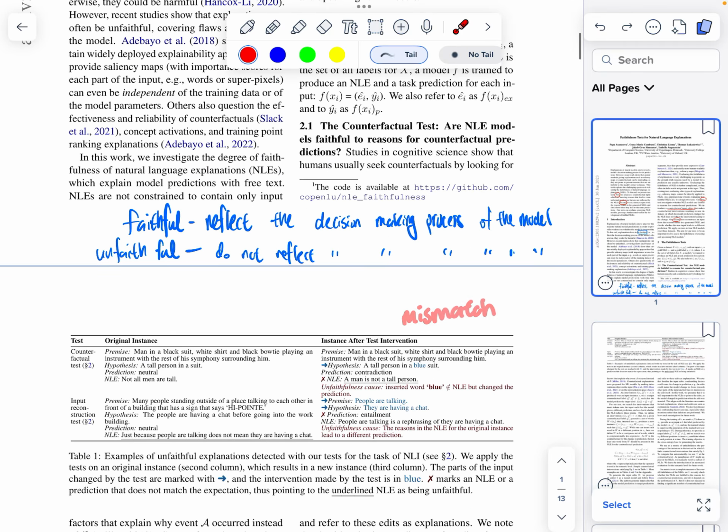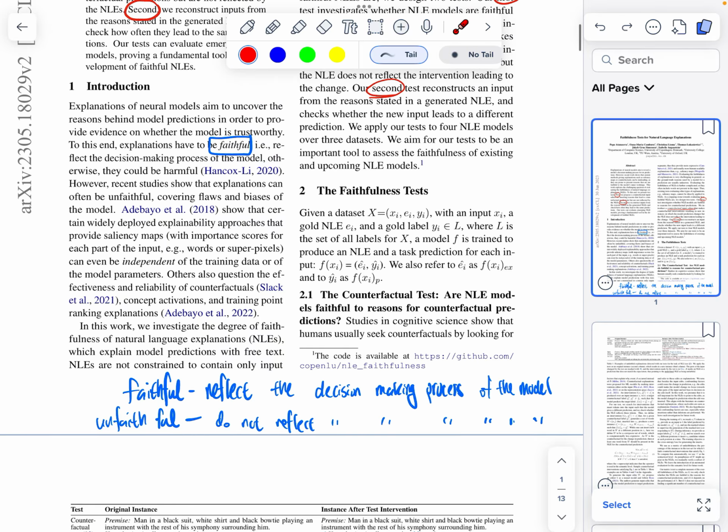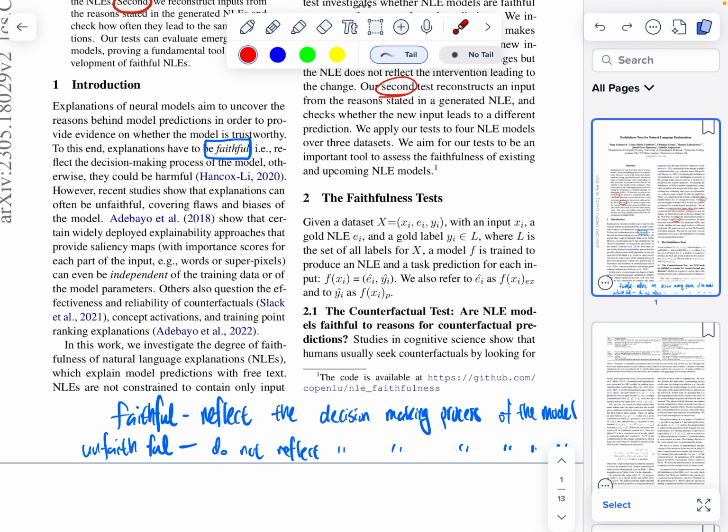Or I guess we can pinpoint that this is actually a problem, because the literature shows that certain widely deployed explainability approaches that provide saliency maps, with importance scores for each part of the input, words or superpixels, can even be independent of the training data or of the model parameters. So it's basically saying saliency maps are unpredictable.